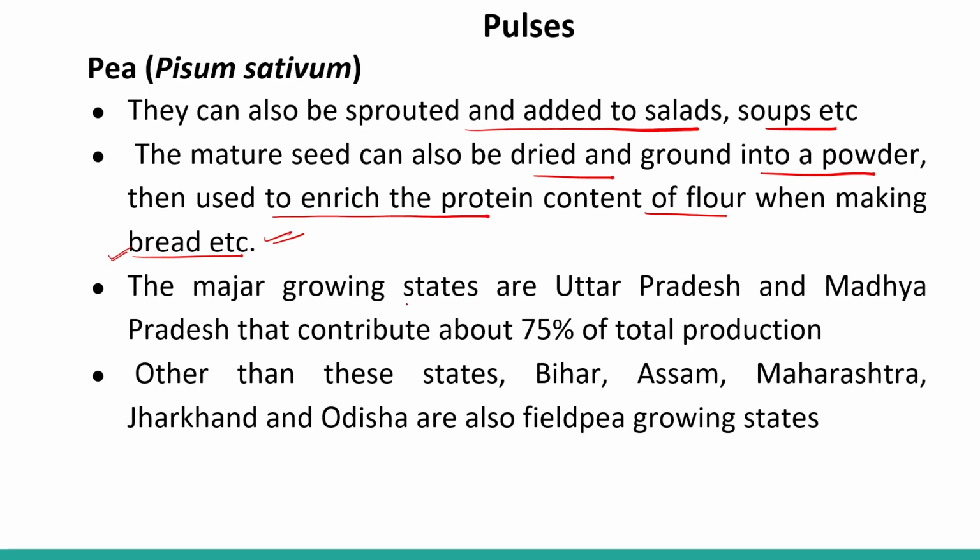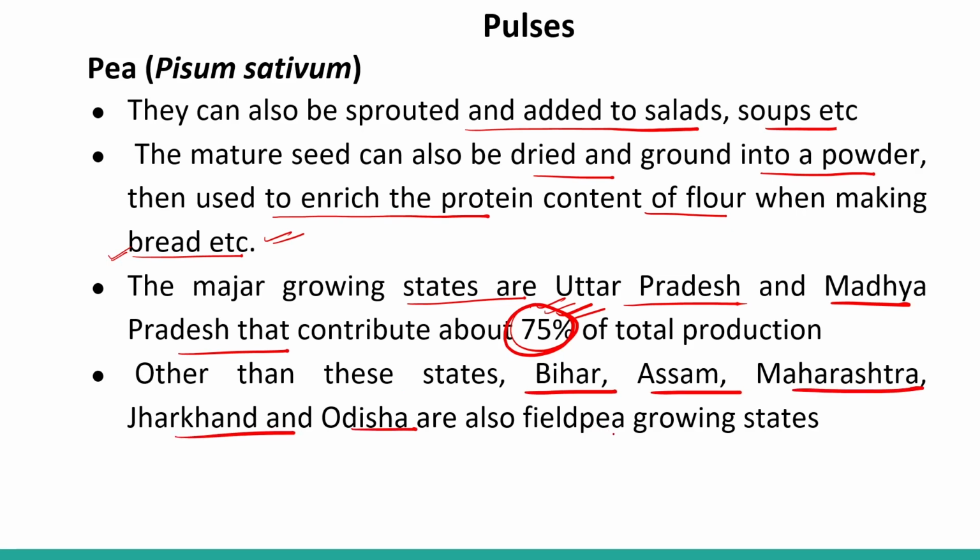The major growing states are Uttar Pradesh and Madhya Pradesh, which contribute 75% of the total production of the pea. These two states, that is 75%, Uttar Pradesh and Madhya Pradesh. Other than these states, Bihar, Assam, Maharashtra, Jharkhand, Odisha are also field pea growing states.